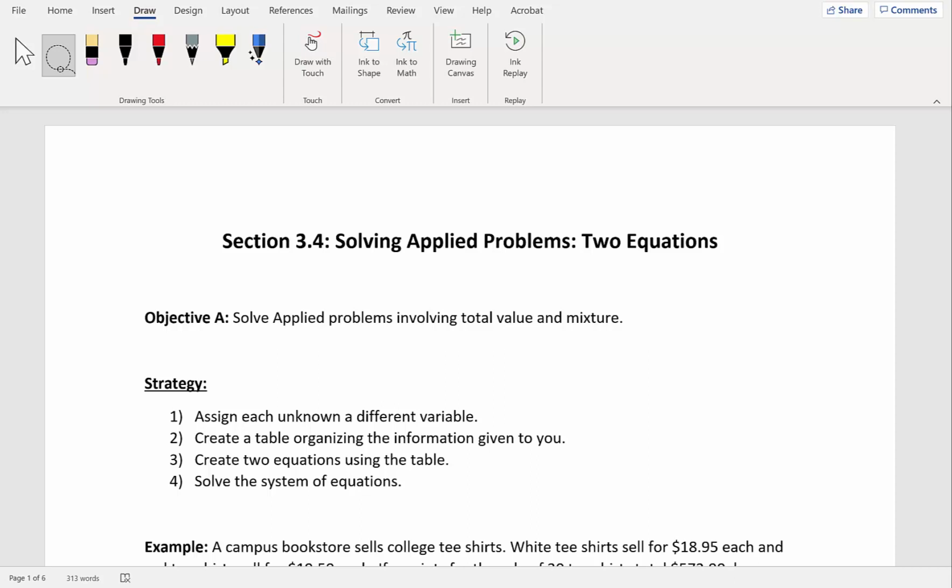Then you're going to create a table organizing the information given to you. After that, you're going to create two equations using the table that you created. And then after that, you're going to solve the system of equations. So solving the system of equations, you could use one of the three methods that we learned previously: graphing method, substitution, elimination. I would recommend avoiding the graphing method because you really need graphing paper and a ruler to make sure that it's accurate. So we'll stick with the substitution and the elimination method.